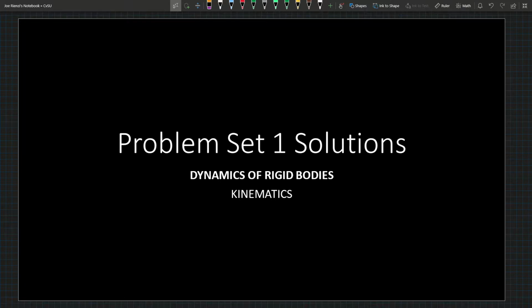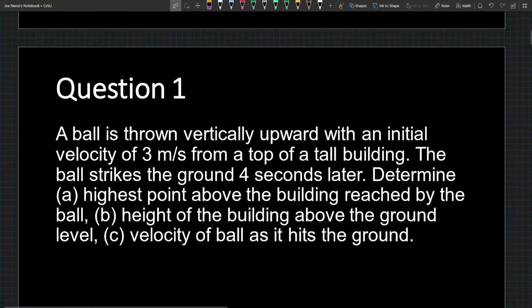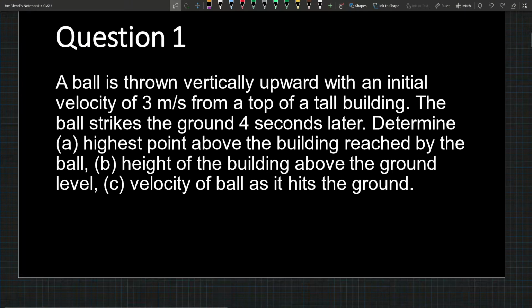Problem set 1 solutions for Dynamics of Rigid Bodies, kinematics topic. So, first question: a ball is thrown vertically upward with an initial velocity of 3 meters per second from the top of a tall building. The ball strikes the ground 4 seconds later. Determine, first, the highest point above the building reached by the ball. Second, the height of the building above the ground. And third, the velocity of the ball as it hits the ground.